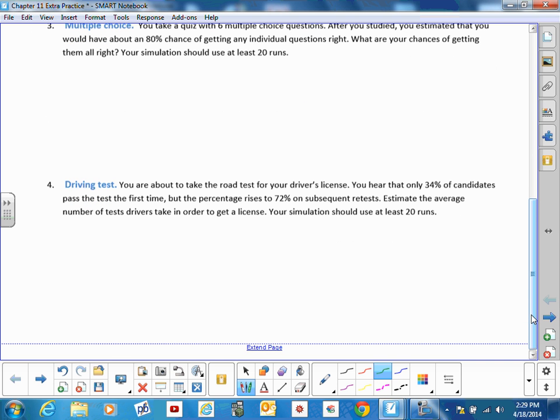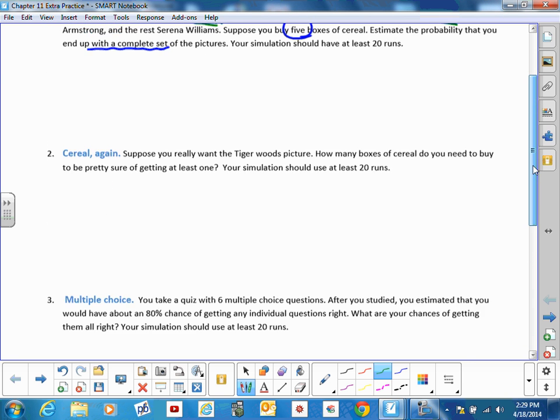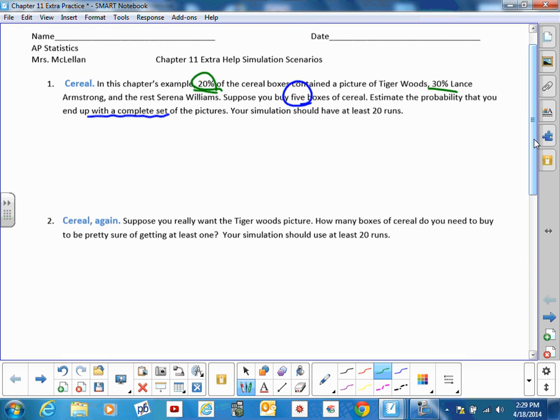So because my percentages are divisible by 10, I can use just one-digit numbers. Look down here. If you have percentages that you have to represent, such as 34%, that will have to be done with 2 digits, okay? Because you have to get into the ones place. So you would have to use 2 digits for this probability here. Okay. All right, last thing, and then I'm going to let you work. Number 2, suppose you really want to get a Tiger Woods picture. How many boxes of cereal do you need to buy to be pretty sure of getting at least one? Your simulation should include at least 20 runs.